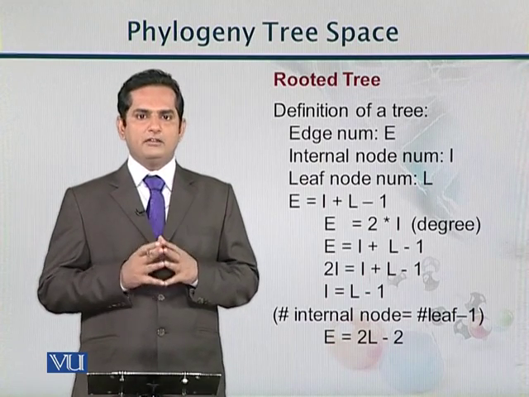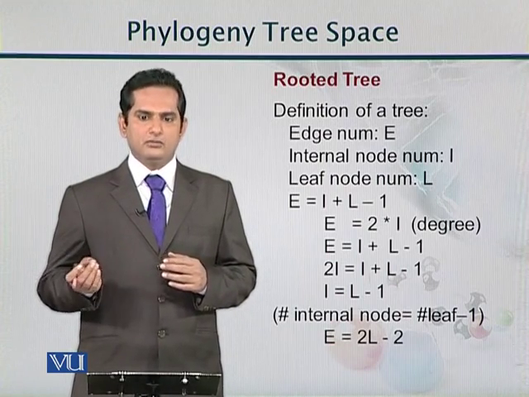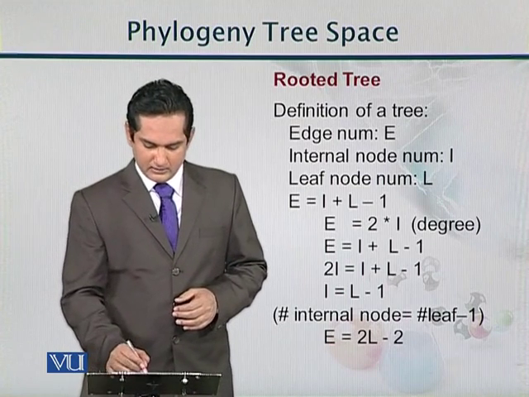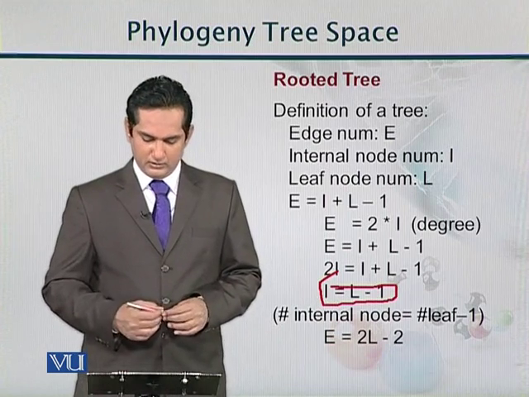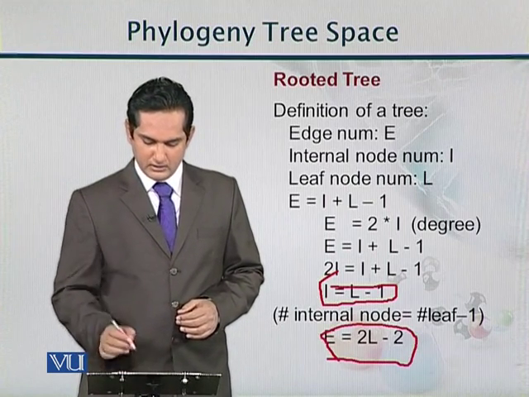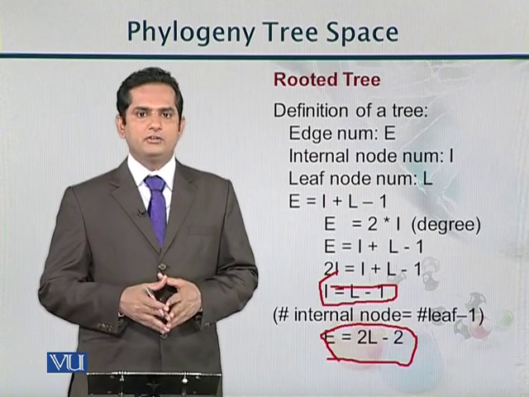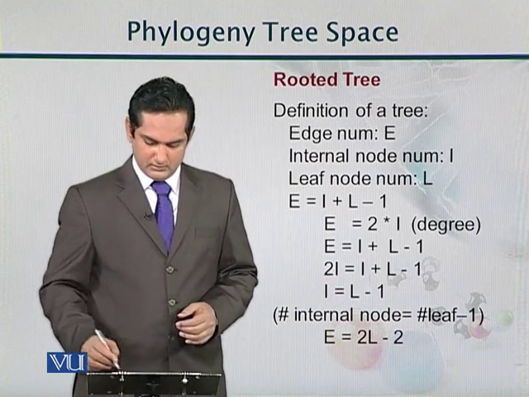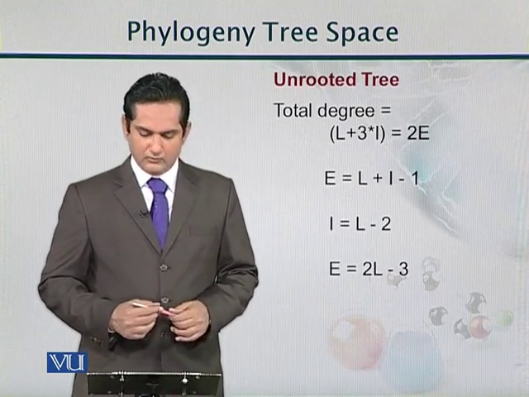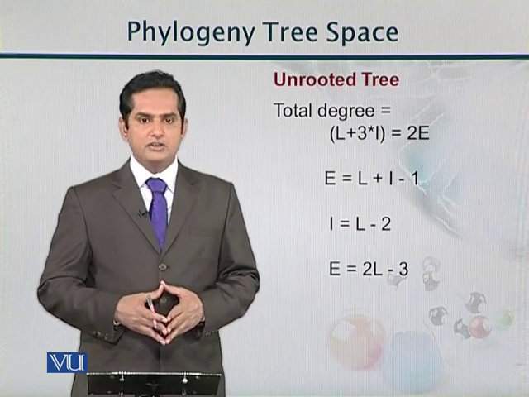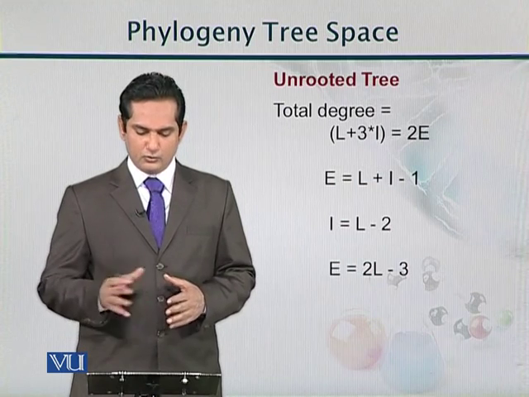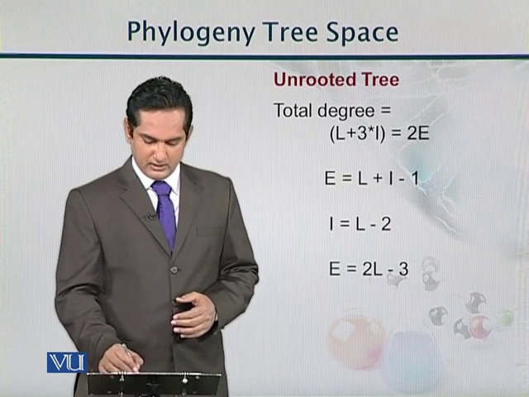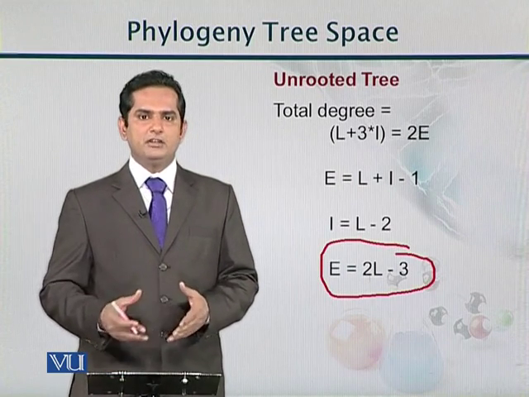Also, the total degree is 2 into I, which is 2 into the internal node number. So it gives us I is equal to L minus 1, and finally we conclude that E is equal to 2L minus 2, with the internal node number equal to leaf number minus 1 from the previous equation. If I move on from here, for an unrooted tree we have total degree L plus 3 into I, which is equivalent to 2E. And if I expand this equation, it gives us E is equal to 2L minus 3 after some steps, which are shown between these two equations.